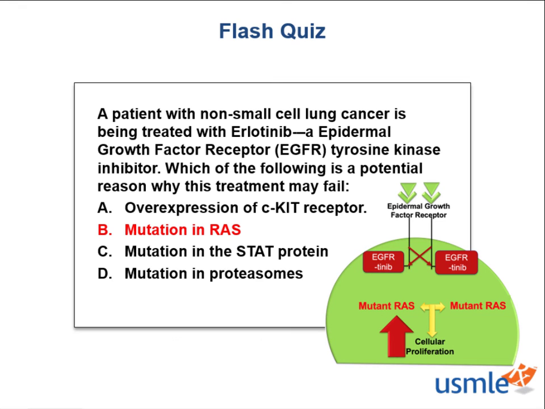The correct answer is B. A mutation in the RAS protein. Looking back at our diagram pictured here, you can see that RAS is downstream of the EGFR, which is what we are inhibiting with Erlotinib. Since the mutated RAS is downstream of the EGFR, it is signaling independent of EGFR activation, a reason why treatment may fail.